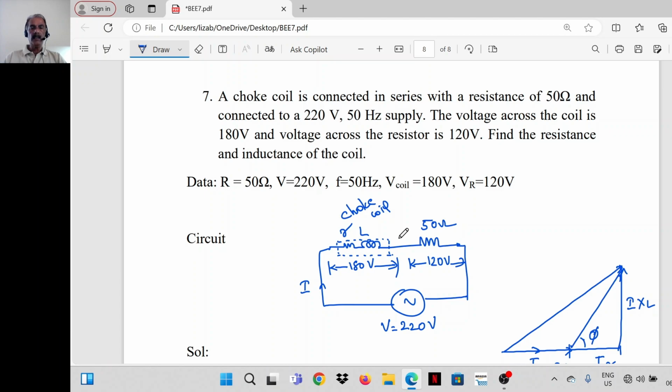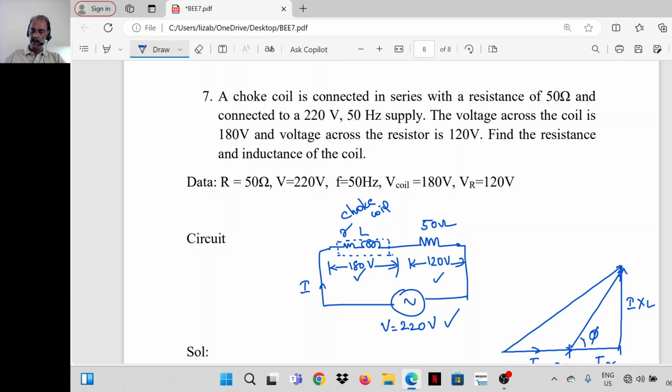So it is connected to a circuit where the RMS value of voltage is 220 volts. So it is given that voltage across the choke coil is 180 volts and voltage across the 50 ohm resistor is 120 volts.